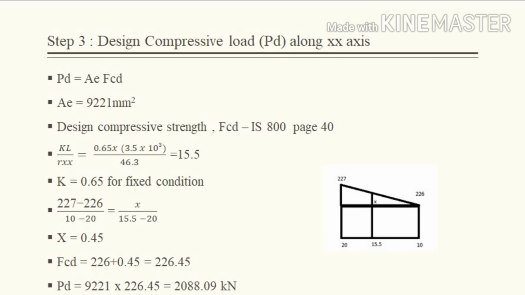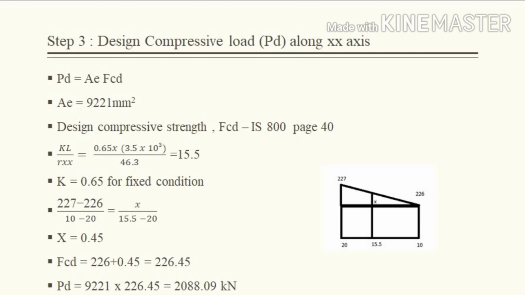So next we have to find out the design compressive load PD along XX axis. So PD, design compressive load, is equal to area into design compressive strength. Area, in the properties of section we have already obtained, is equal to 9221.0 mm square, and FCD we have to calculate. For calculating that we have to refer IS 800 page 40. There is a table, and in that table row wise there will be the yield strength, and column wise there will be a factor, that is KL by RXX.